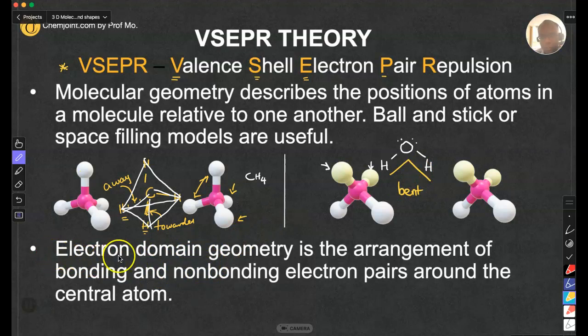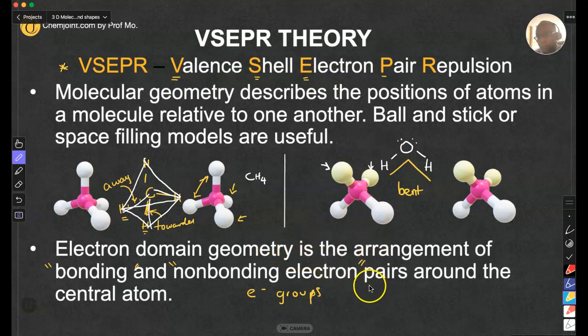Electronic geometry is the arrangement of bonding and non-bonding electron pairs around the atom. Basically, when you're talking about the bonding and the non-bonding electron pairs, what you're really talking about is what we call electron groups or electron domains. So given the number of electron domains as you would count them, you can predict the electronic geometry or shape.